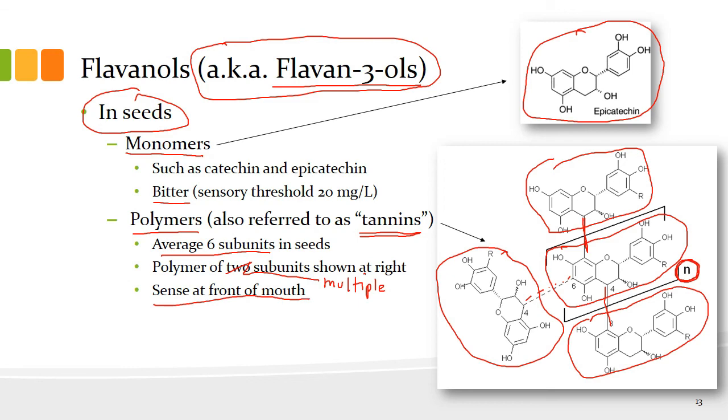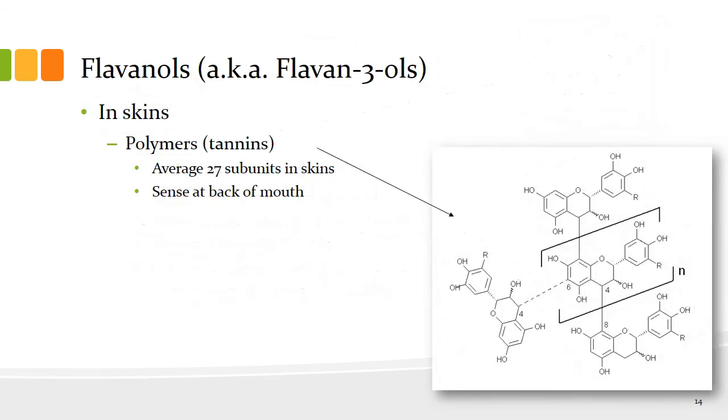We contrast this with the next slide, which shows the flavanols found in skins. Those are bigger. They average 27 subunits. In seeds it was small, average of 6. Now we have 27. These are sensed more at the back of the mouth, these big tannins.